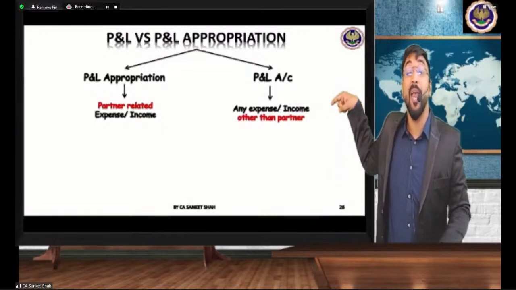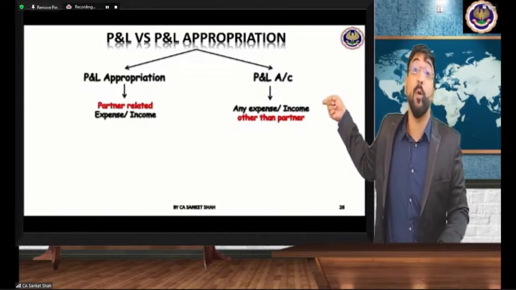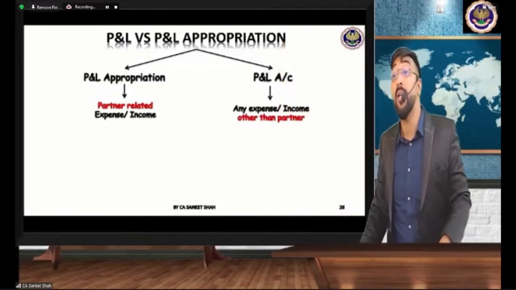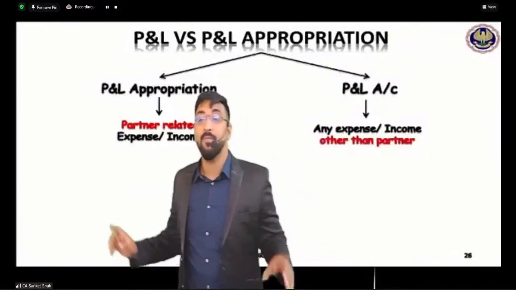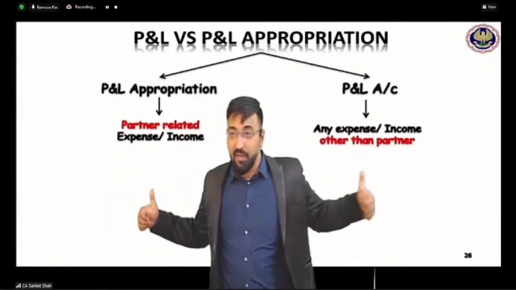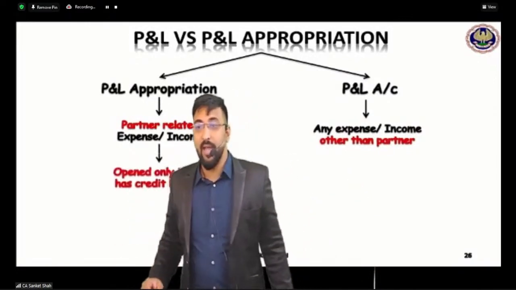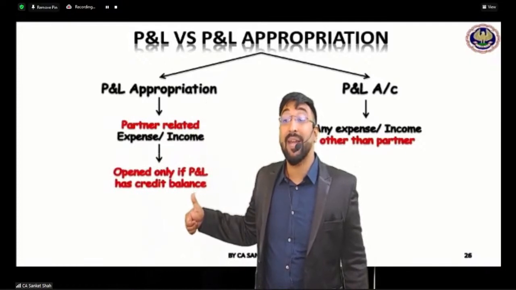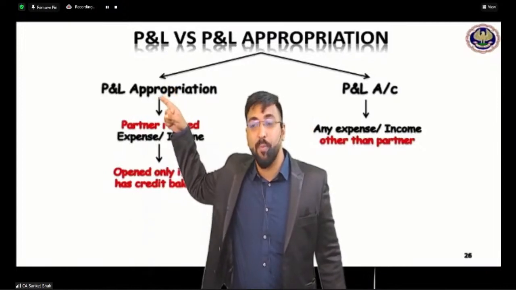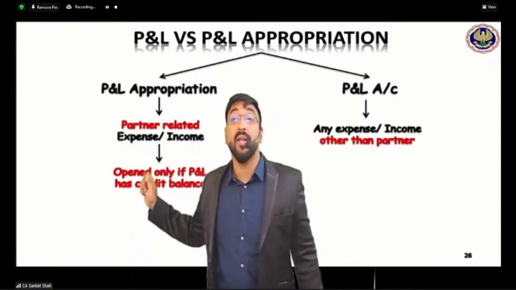But suppose salary paid to an employee is transferred to the P&L account. But salary paid to a partner, that salary account, we will record it in P&L appropriation. So the basic difference between P&L appropriation and P&L: P&L appropriation is related to the partner, and if other than partner, it is in the P&L account. One more difference is there. It is opened only if there is a credit balance. So compulsorily, if there is a profit, then the P&L appropriation account is opened. So profit has a credit balance and it is credited by balance brought down. You will write it in P&L appropriation.